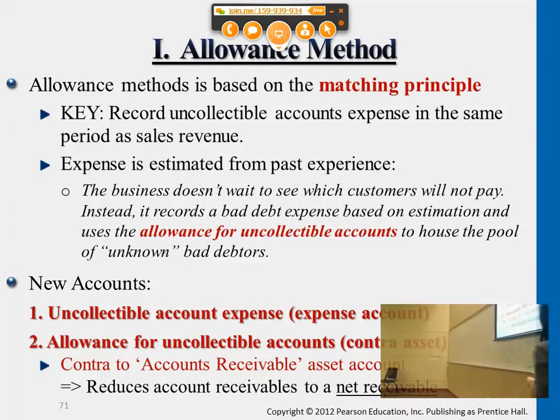Okay, so this is what we call the allowance method, and this breaks down to the percent of sales method and also aging methods. Again, what we're trying to do here is to estimate a percentage based on historical experience, based on last year's experience, of accounts receivables that the company is not able to collect. Okay, this is what the allowance method means.